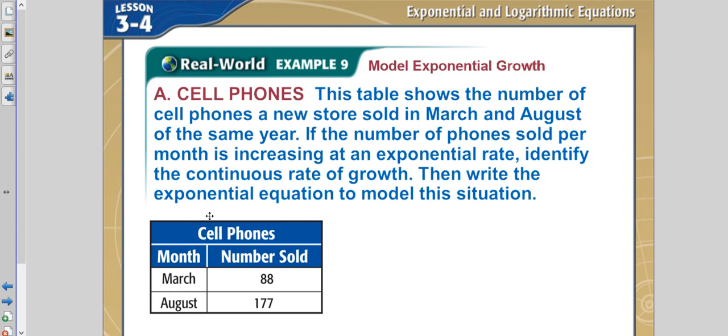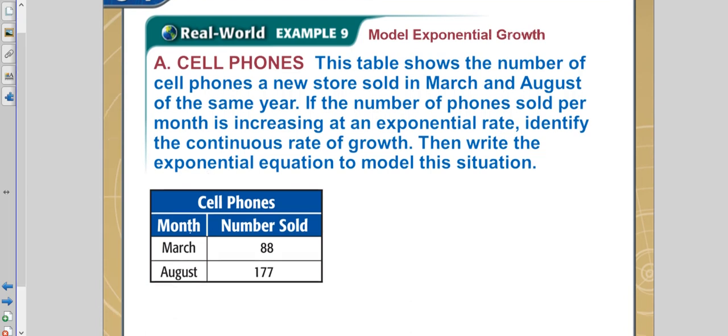Continuous rate of growth. Then write the exponential model equation to model this situation. So here we have data. This month is going to be in X's. So we're going to say March is month 3. So think about January, February, March. That's month 3. So April's 4, May's 5, June's 6, July is 7, August is 8. So that's going to be our data that we're going to use.